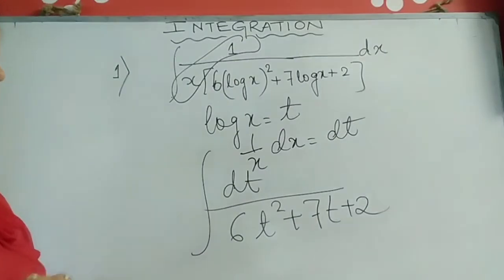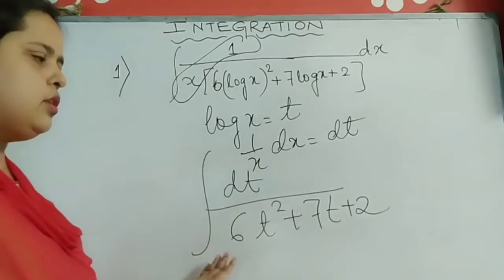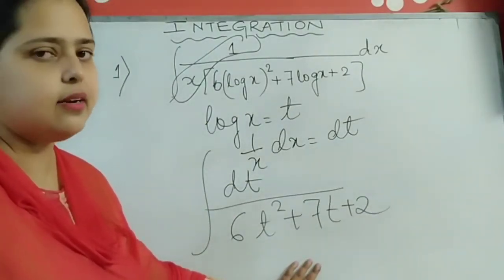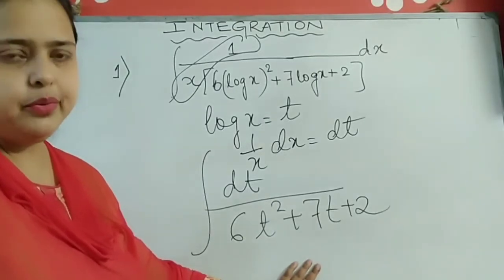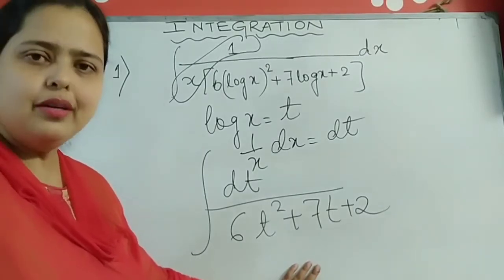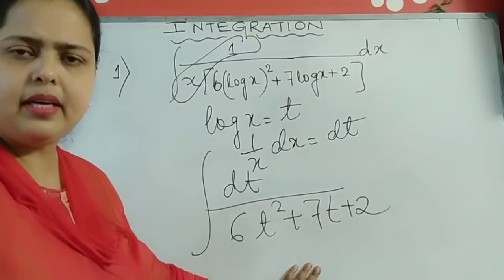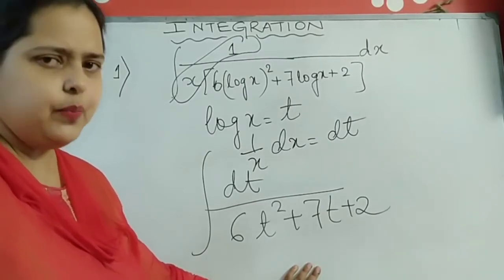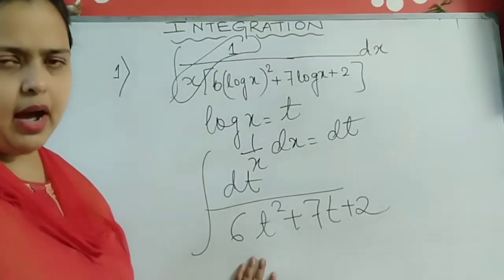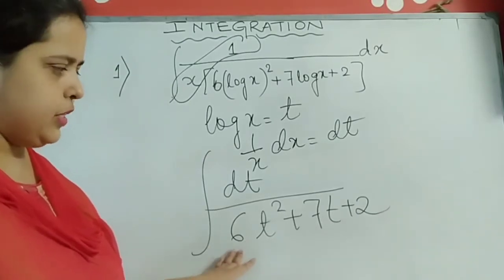Now, all of you see very carefully: here in the denominator, it is not in a form where we can have a direct formula for a standard integral. So what do we have to do? We have to make it in such a way that its integration is known to us. Do you remember in class 10 we did the completing the square method? I hope you all remember this one. So I'm going to apply the same here. I'm going to use the completing the square method in this particular problem.